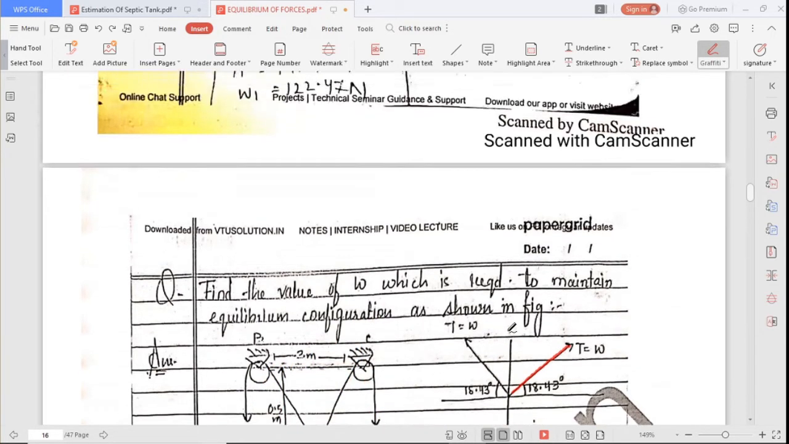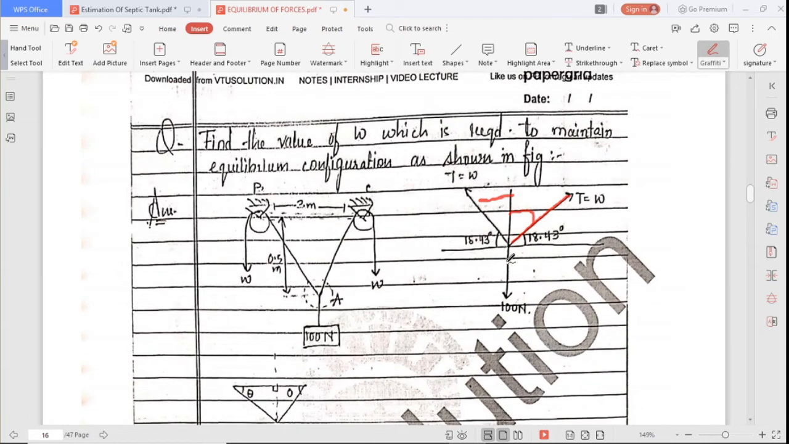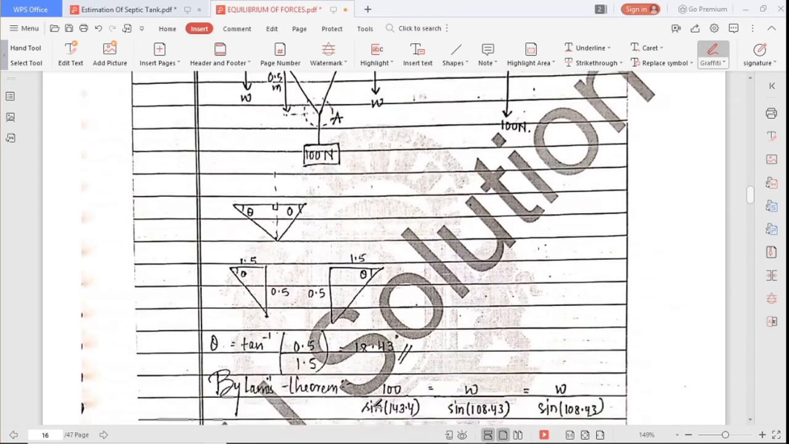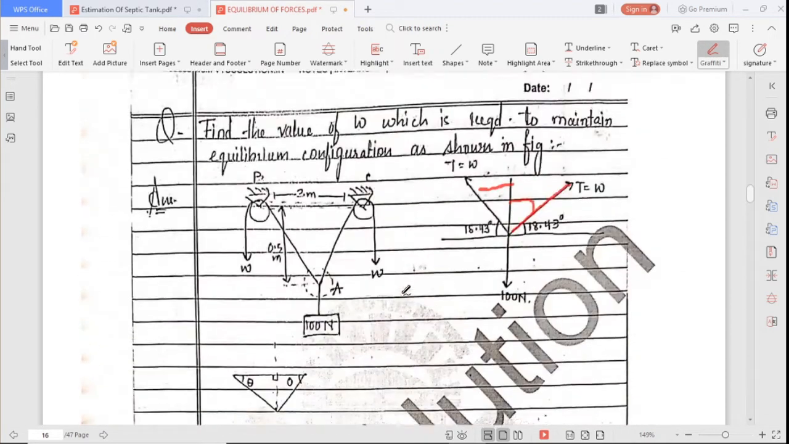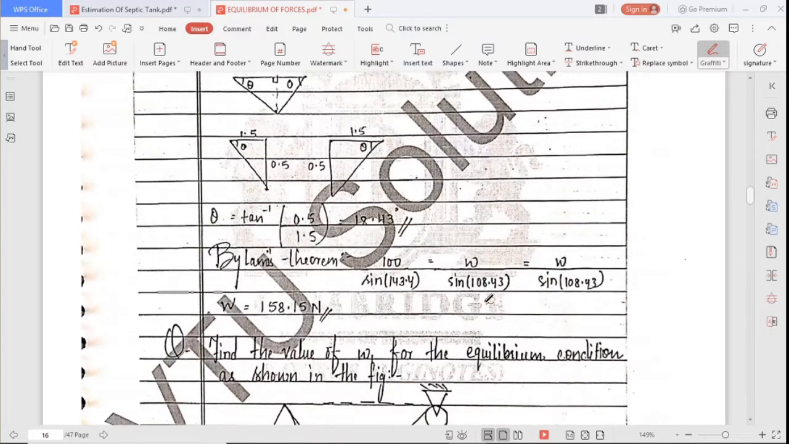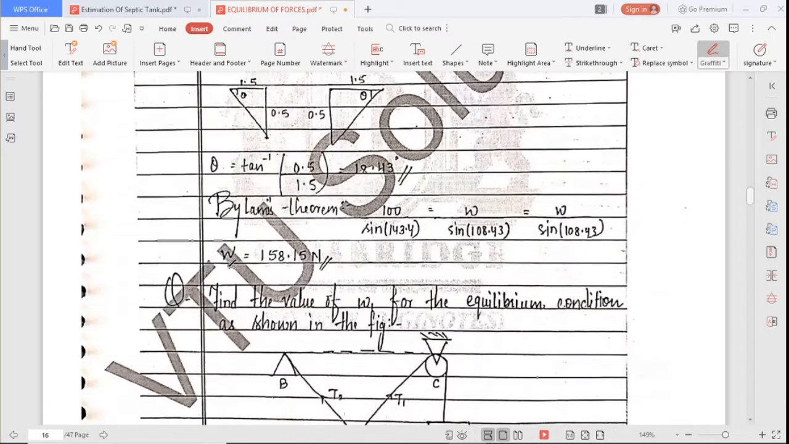So after getting theta, just find the other values. In the quadrant, the value is 90. So here 90 minus 18.43 is this angle. Because it is 3 meter and this is 0.5 meter, it becomes an isosceles triangle. Then the theta will be the same on both sides. Okay, then by Lami's theorem, 100 by sine 143.4, then this T divided by sine 108.43, next this by 108.43, we will get W as 158.15 Newton weight.